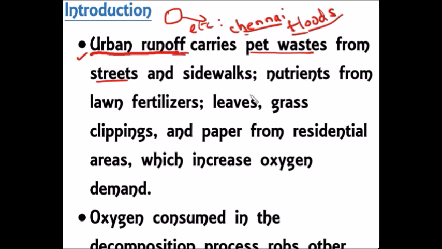And also from other sources, like fertilizers, leaves, grass, and papers from residential areas reach the water body and increase the demand for oxygen, because to decompose these organic wastes, the bacteria or decomposers need a greater amount of oxygen. So it increases the oxygen demand in the water bodies.